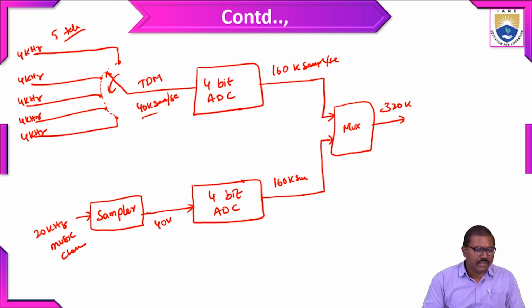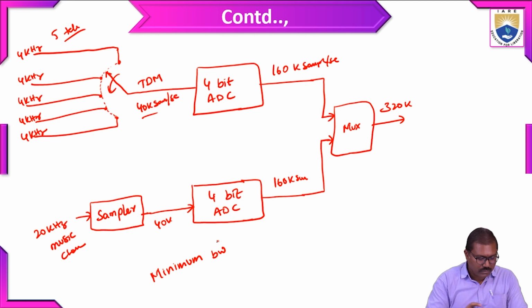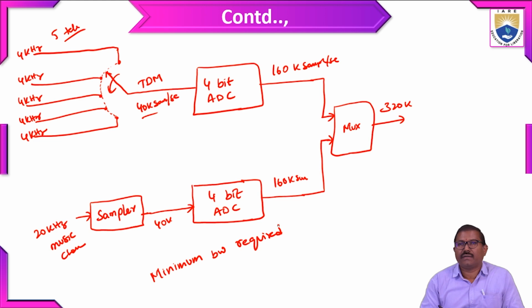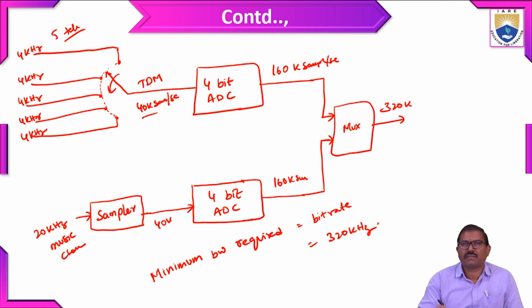Okay. So the minimum bandwidth required is 320 kilohertz. The minimum bandwidth required is nothing but the bit rate. So what is the bit rate? 320 kilohertz. Okay. So this is the given problem.